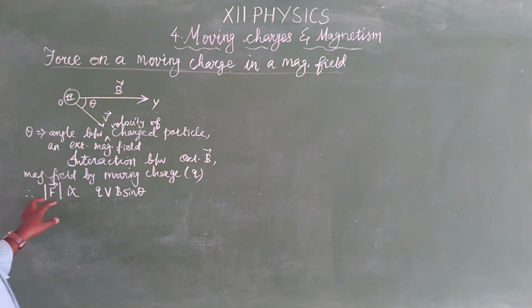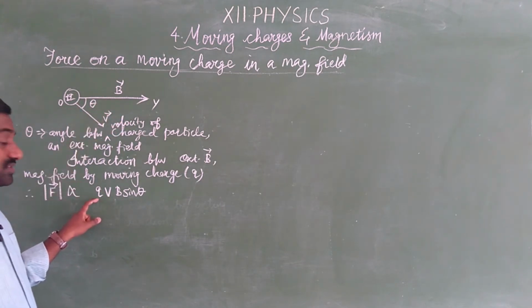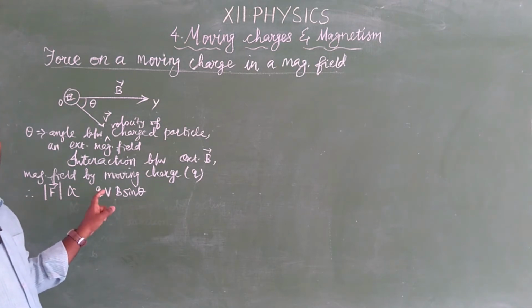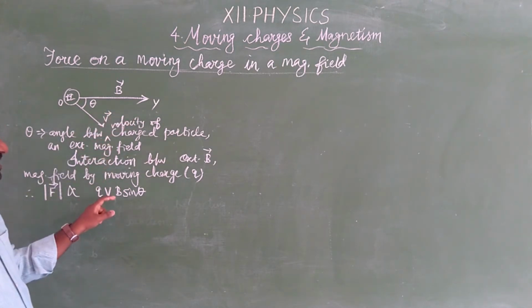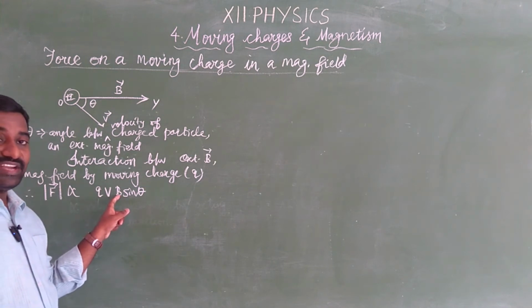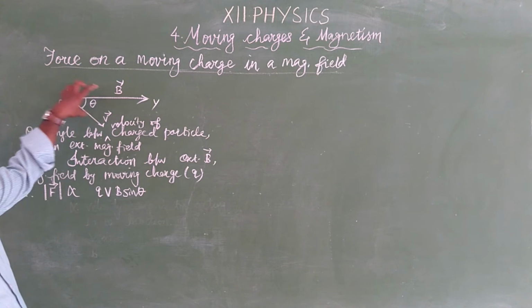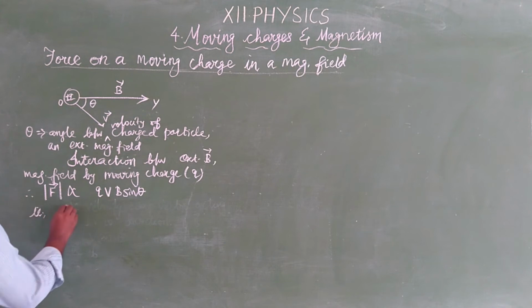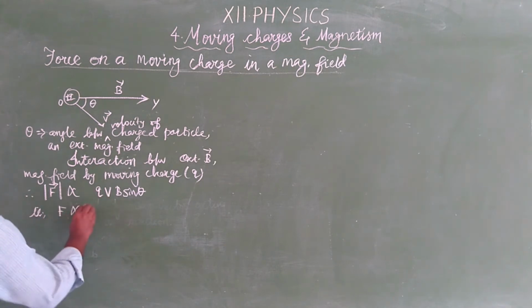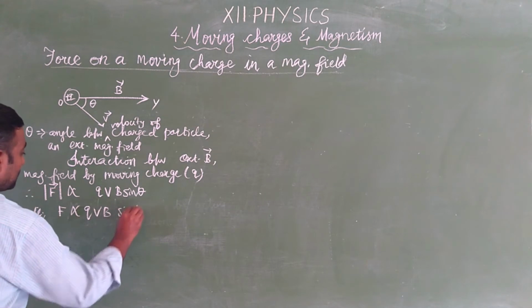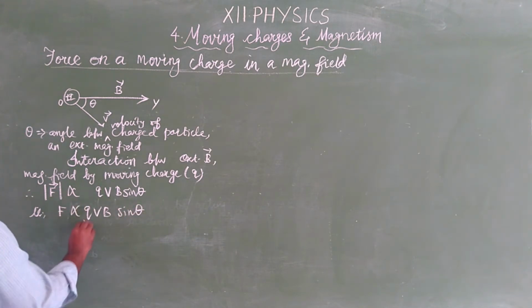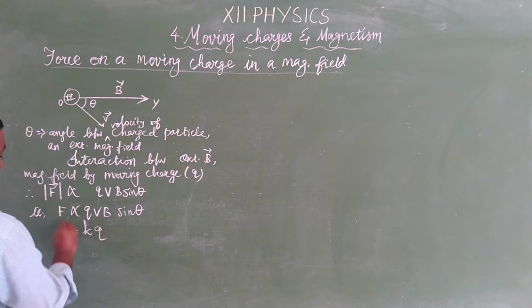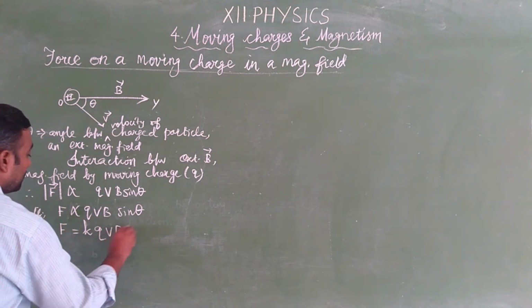So the magnitude of the force experienced by the charged particle when it is placed in a uniform magnetic field is proportional to the magnitude of the charge, the velocity component acting perpendicular to the magnetic field, the strength of the magnetic field, and the angle between the magnetic field and the velocity of the charged particle. So we can say that F is proportional to QVB sin theta. But whenever the proportion becomes an equality, we get one constant K. So F is equal to K into QVB sin theta.